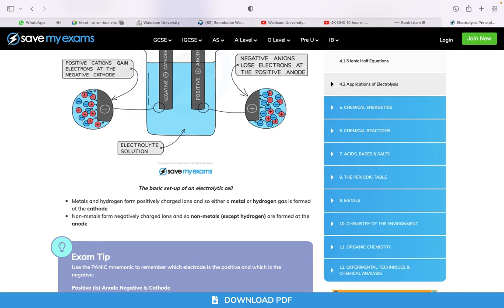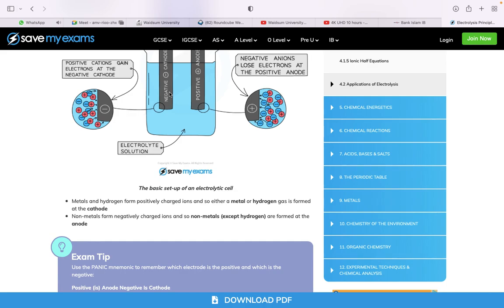These positive charges are the ones that migrate to the negative electrode, which is called the cathode. Are you with me? Because they have positive charge, they are called cations. They are the ones that migrate to the cathode, while the anions, which are negative ions, migrate to the anode, which is the positive electrode. So the anion will lose electron at the anode, while the cations will gain electron at the cathode. Is that okay?